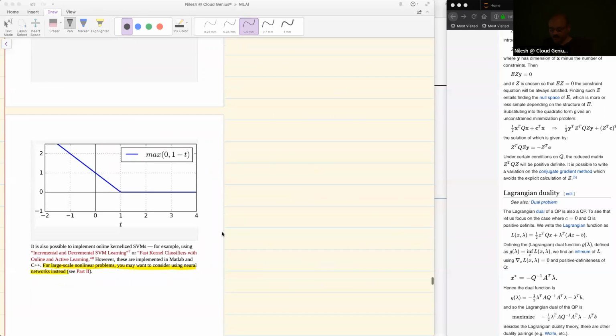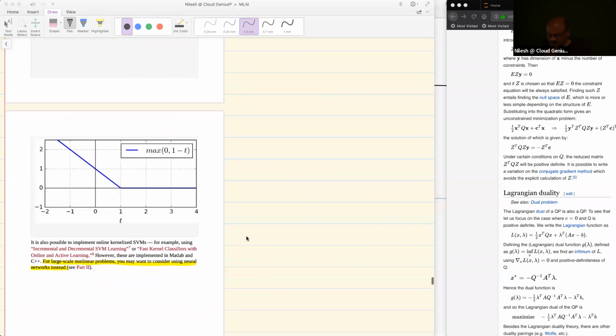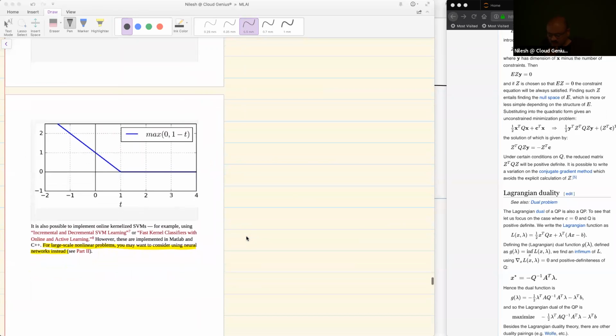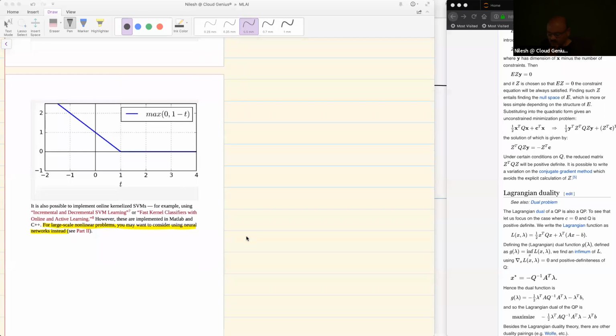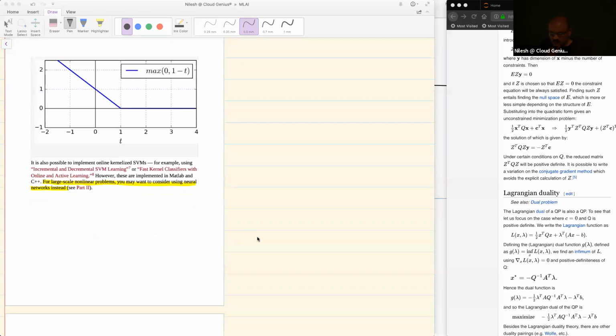Now here, what is this? It is possible to implement online kernelized SVMs. However, these are implemented in MATLAB and C++, and for large-scale nonlinear problems, you want to actually consider neural networks instead. Of course, we are getting there soon. So soon we'll be getting to neural networks, which is going to help us understand TensorFlow, basically. And that's what we will get to, I think, in chapter number 9 when it starts. So we are dealing with chapter number 7 or 5.